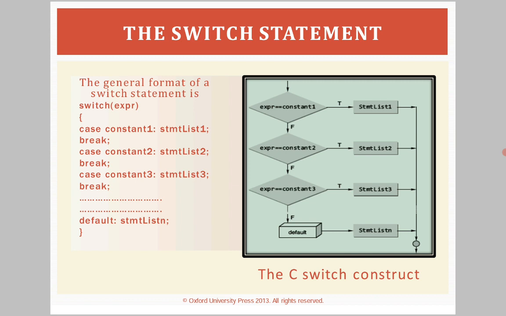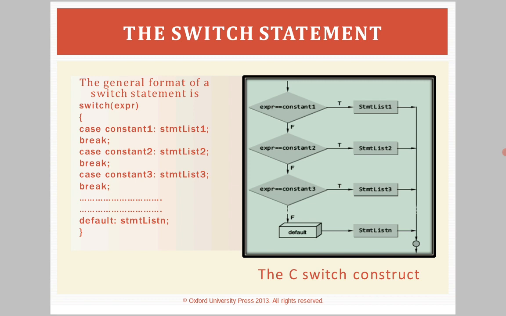What is the default statement? At the last line it contains default. The default statement is executed whenever none of the above conditions are matched. Means if the expression or variable is not matched with constant 1, constant 2, constant 3, then statement list n, the last line statement, is automatically selected and executed. So this is the working of a switch statement.